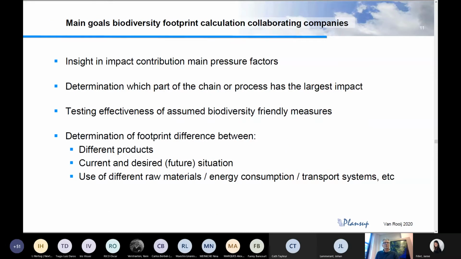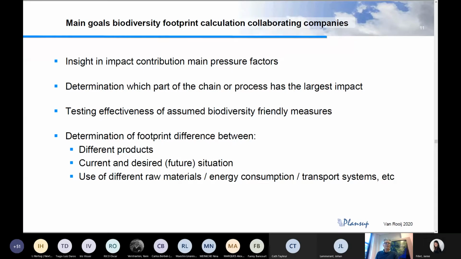So the main goals for the companies were: can we have some insight into the main pressure factors? What is actually the most important factor? If we are going to spend some money to do something about it, where should we put our money? What is the effectiveness of assumed biodiversity-friendly measures? And I think this is also a strength of this methodology, that it doesn't relate to general land use by a kind of industry which is doing the same. No, it looks at what your measure is, and then it directly calculates the impact that your measure has.